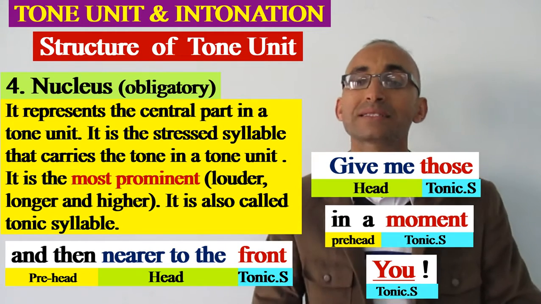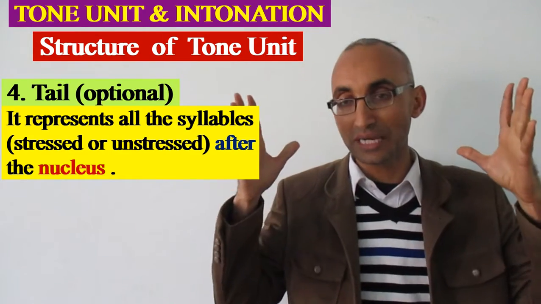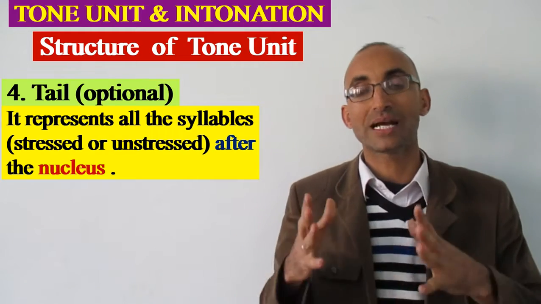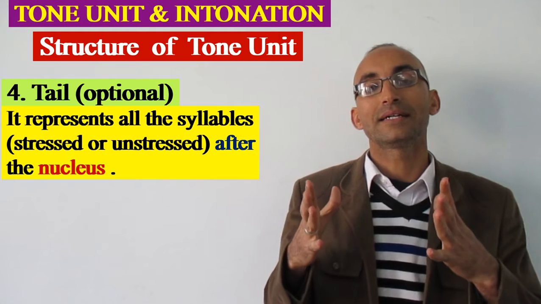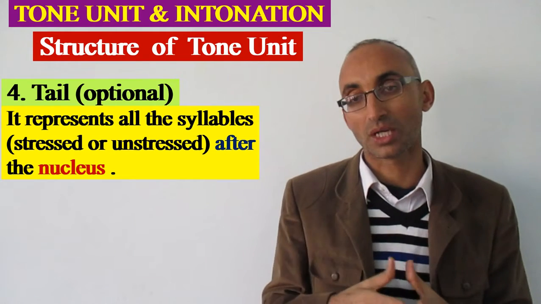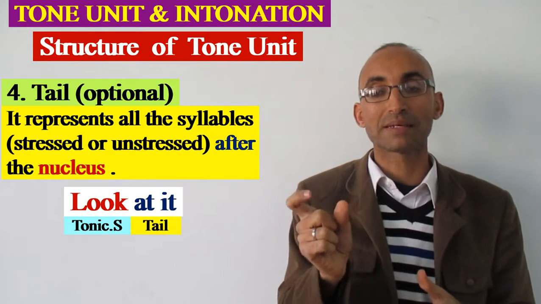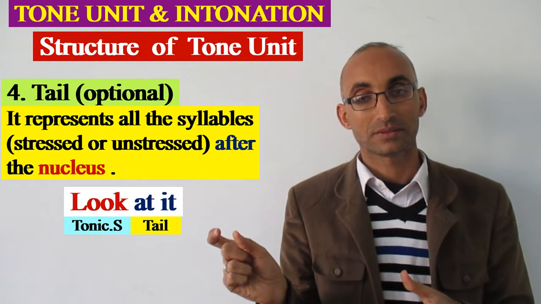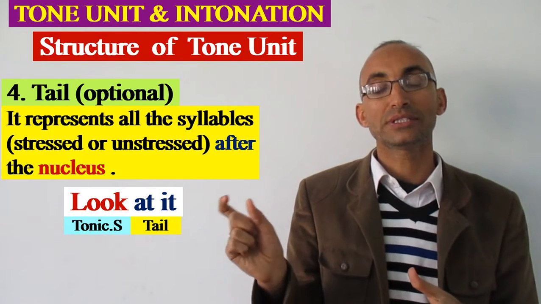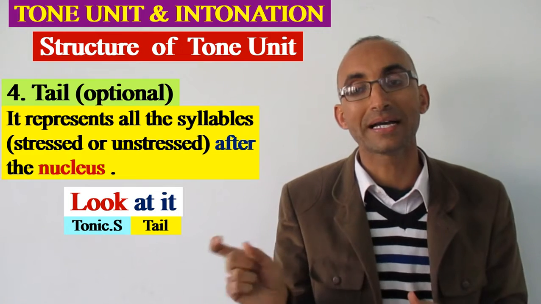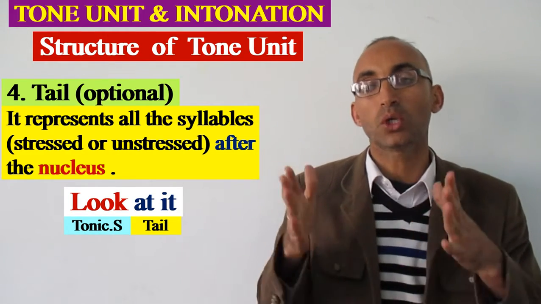Good. The fourth part is what we call the tail. The tail represents all the syllables which come after the nucleus. Right. For example, I have look at it. Look here is my tonic syllable. At, a preposition, it, a pronoun: these two elements represent my tail, because they come after the tonic syllable look.